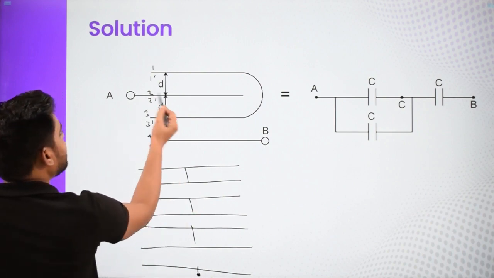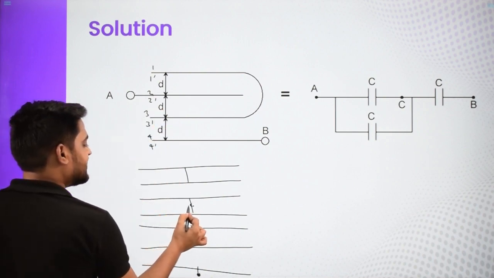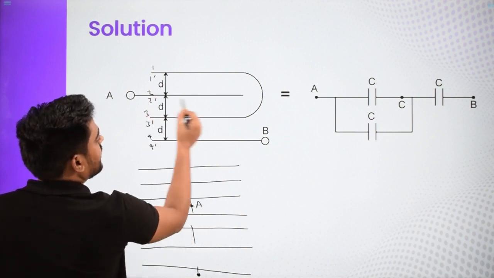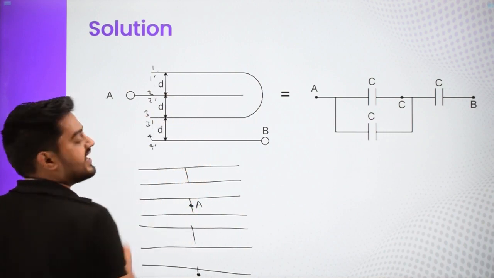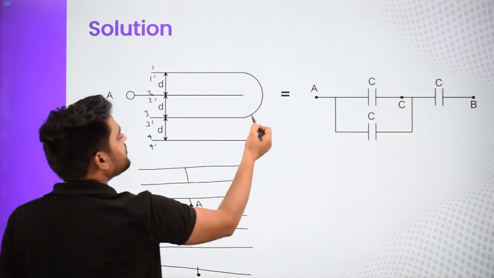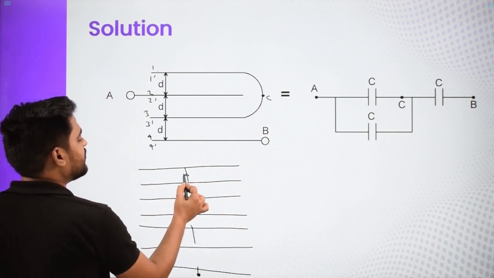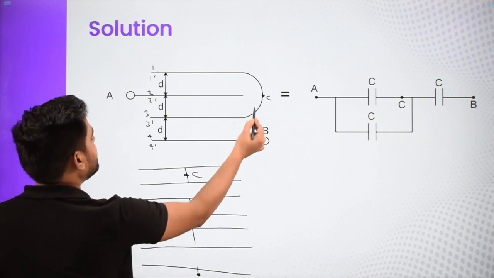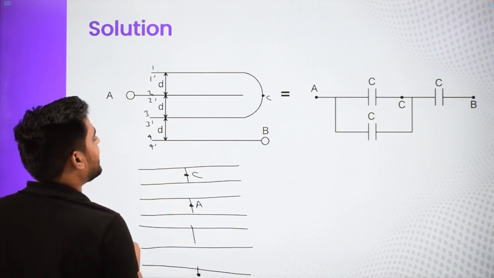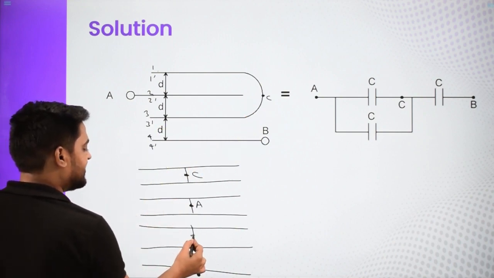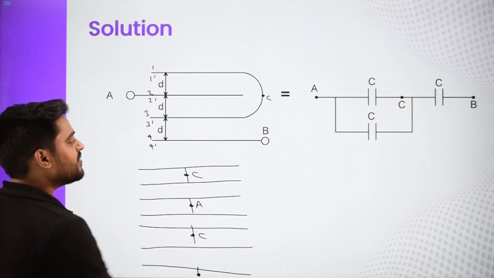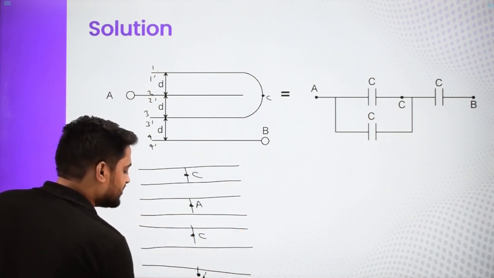So now A is connected to 2. So this is like A. 1 dash and 3 dash, they are connected, but the name is not mentioned. So let us call this point C. So 1 dash is over here. So this is C and it is connected to 3 dash also. So this is my 3 dash, that is again C. And what about B? B is connected to 4, 4 dash. So this is my B.